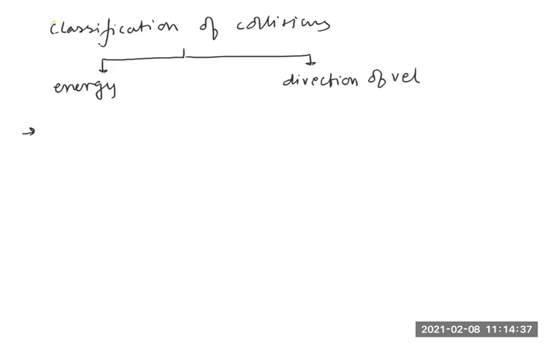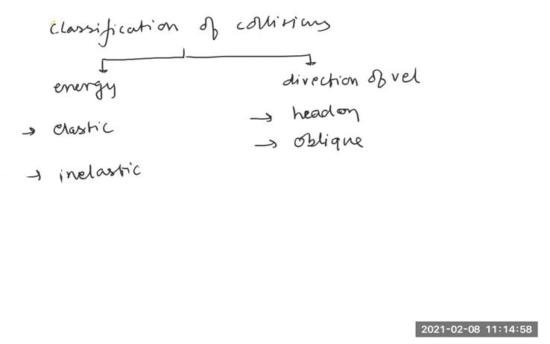So here we saw that there is something called an elastic collision and an inelastic collision. And here we saw that there is something called a head-on collision and an oblique collision. Right? So a collision may be elastic head-on or elastic oblique, or it may be inelastic head-on or inelastic oblique. Okay.